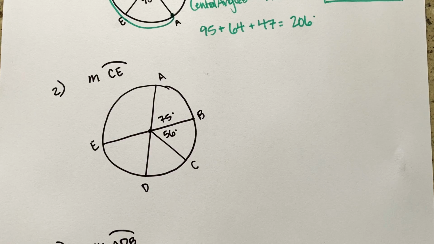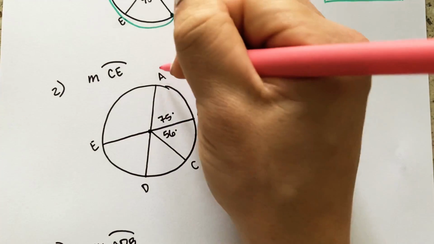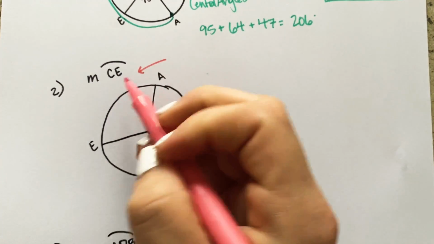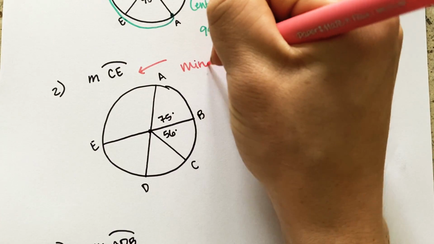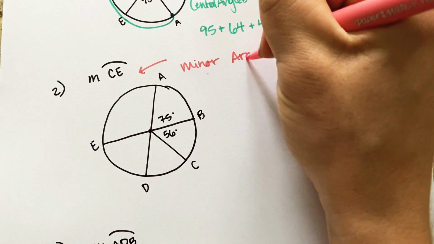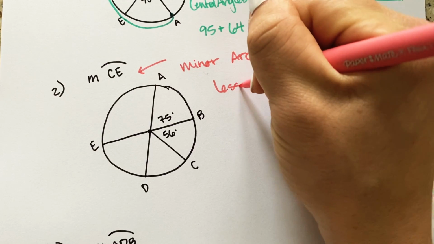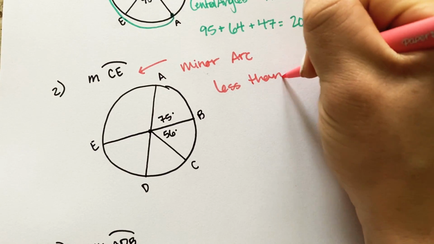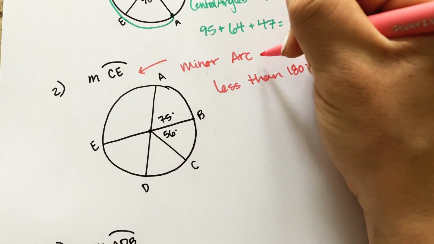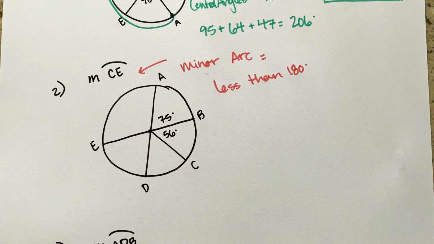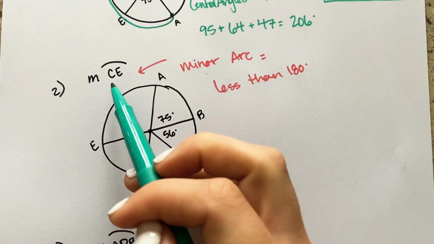Let's jump down to example 2. So this time we only have 2 letters, right? 2 letters inside, CE. This means it's a minor arc. Minor arc, less than 180. Awesome. Beautiful. So let's start the exact same way we found number 1. So we're trying to find the measure of arc CE.